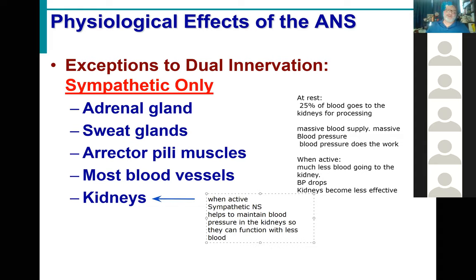Turns out while you're sitting here at rest with 25% of your blood going to your kidneys, you don't really need your parasympathetic nervous system to say, hey, kidneys, do your job. They're able to do the job just fine. It's when we're moving around and we're active, when there's less blood going to the kidneys, that the kidneys need the help. And that's what our sympathetic nervous system does. It helps the kidneys to maintain that blood pressure so they can maintain their function. All right. So while the kidneys don't seem like an obvious example of an organ that only gets sympathetic input, it is vitally important.